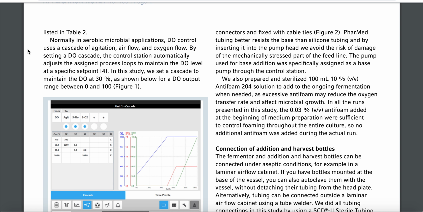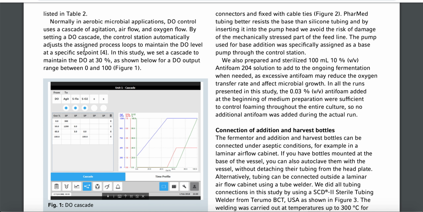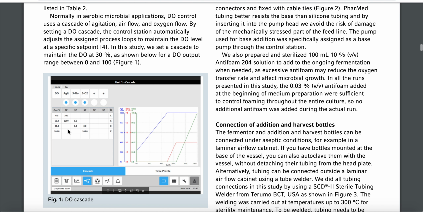The DO control uses a cascade of agitation, airflow, and oxygen flow by setting a DO cascade. So here, this is agitation, airflow, oxygen flow. They first do 300, then they ramp up the agitation to 1200, and that gives you 50% output.